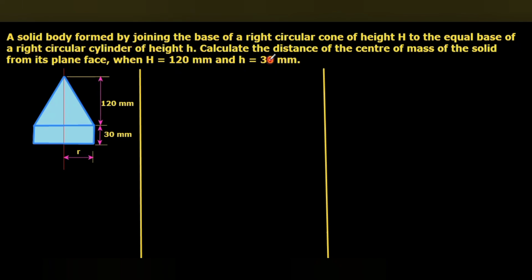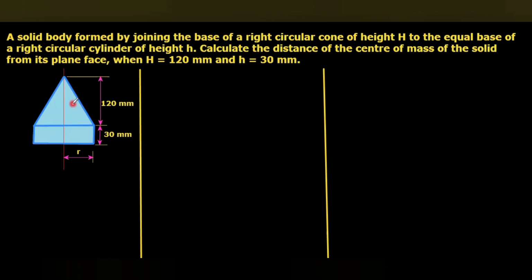So here, guys, we are given a right circular cone over a right circular cylinder. This will be the common face, or common base, of the cylinder and the right circular cone.